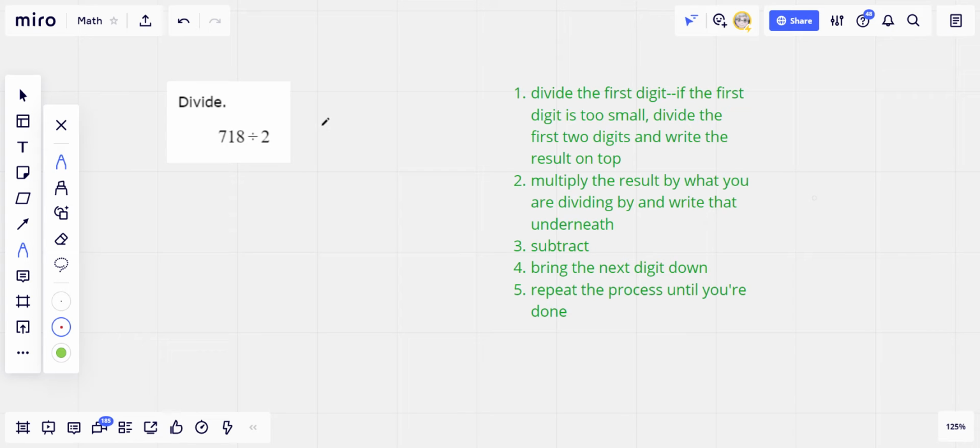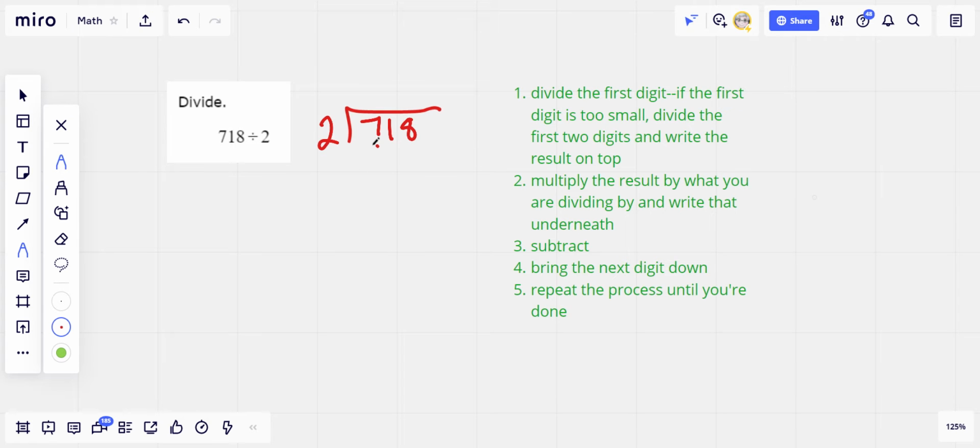So the first thing I'm going to do is set this up with that little bracket. So we've got a 2 on the outside because that's what we're dividing by, and the 718 on the inside. So the first step is to look at this first number, the 7, and try to divide it by 2, or think how many 2's go into 7.